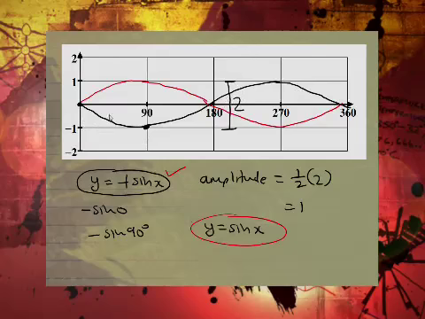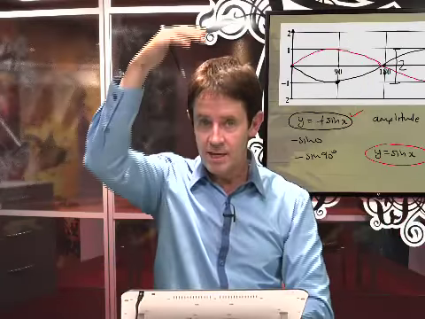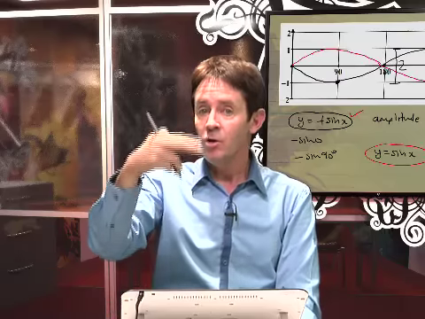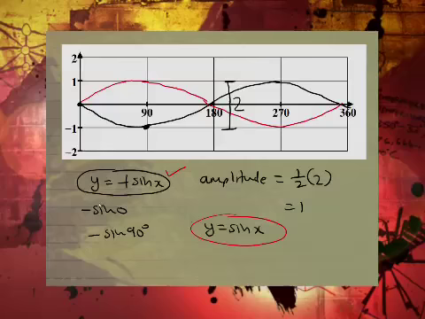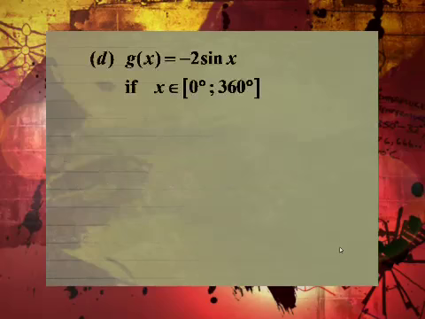But remember, if you've got basically sine x, then it's 2 sine, 3 sine. But if you go negative, it drops to the bottom like that. Okay, so that's very important revision. Let's move on to the next one. What about minus 2 sine x? Well, let's see what we get.